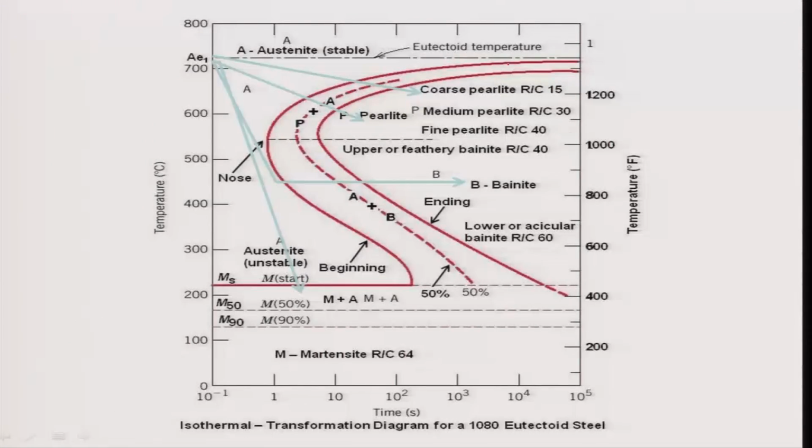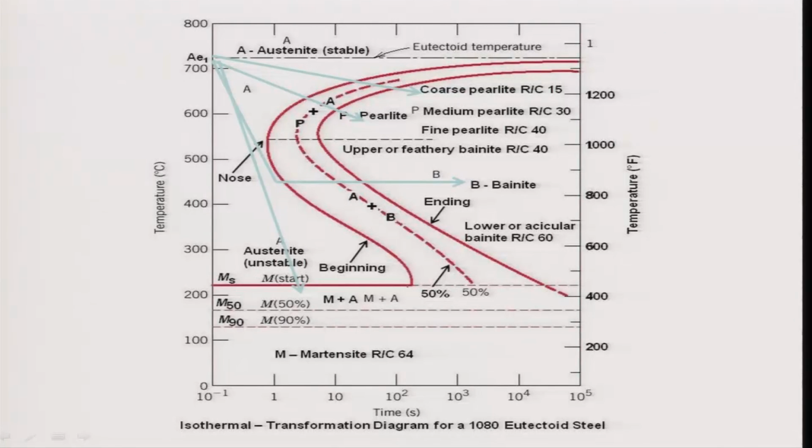So, what you see here is this curve, the left side of this curve shows you the beginning of transformations, which are pearlite or bainite, and the right side one is basically called end. So, beginning means 1% of austenite got transformed, it can be pearlite or bainite, and end means 99% austenite has got transformed, and in between you also have a curve for 50% transformed. So, that is one part of the diagram.